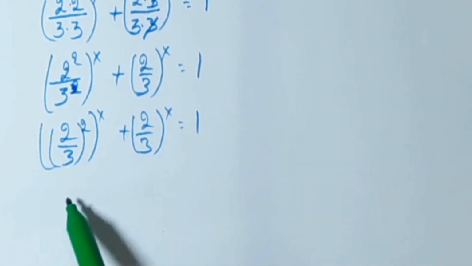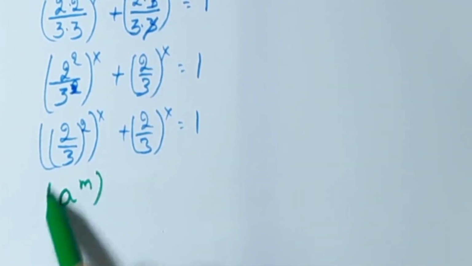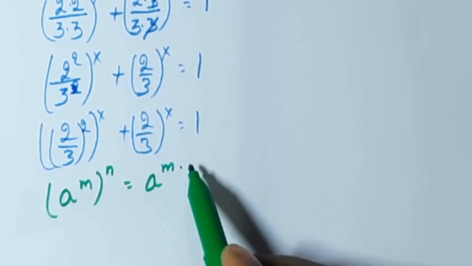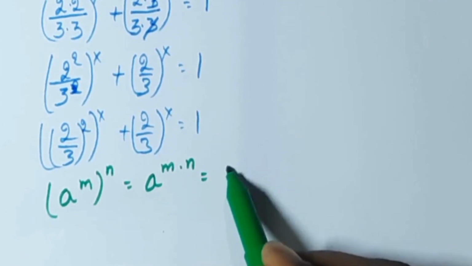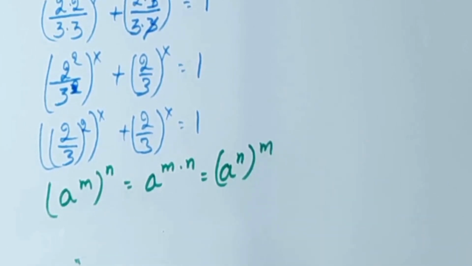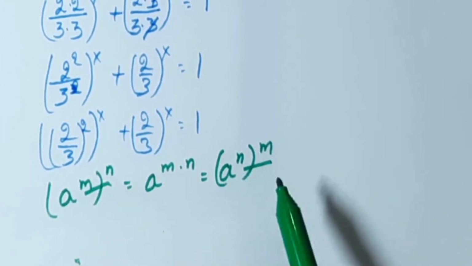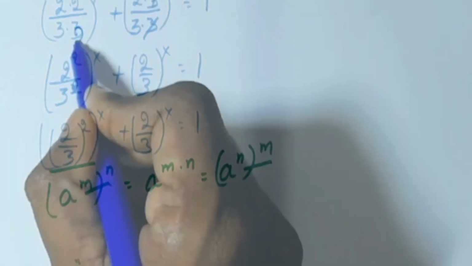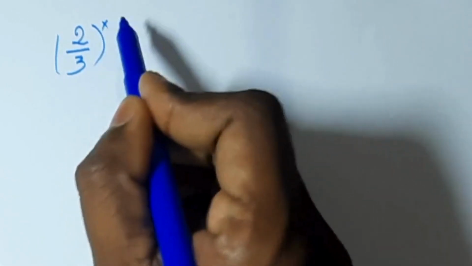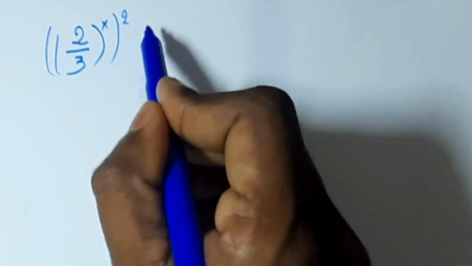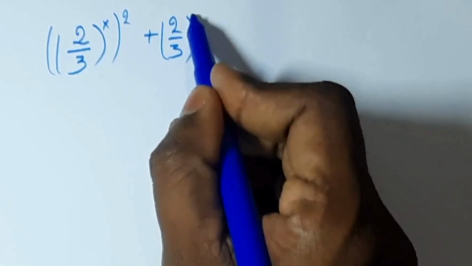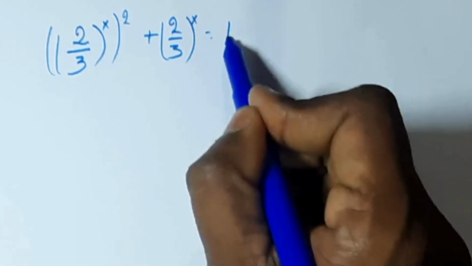Now we know that a power m whole power n equal to a power m into n equal to a power n whole power m. This will be interchanged here. We are going to apply this here. (2 by 3 whole power x) whole power 2 plus 2 by 3 whole power x equal to 1.